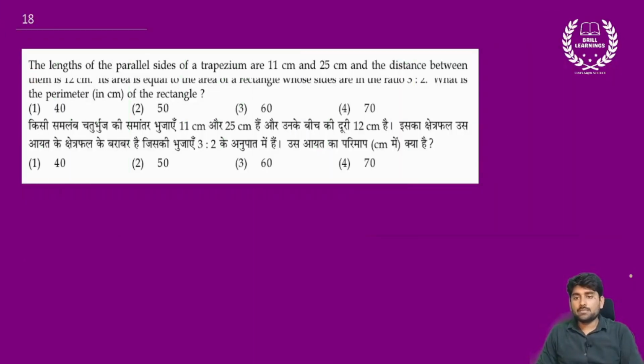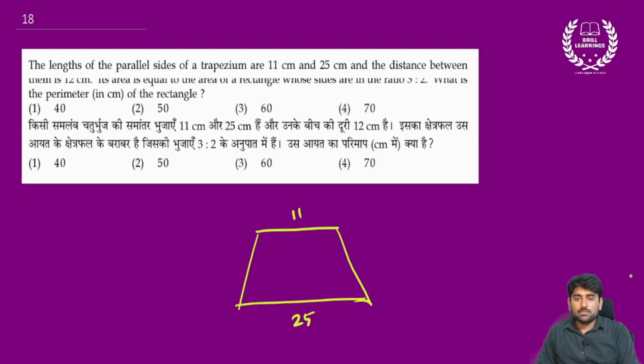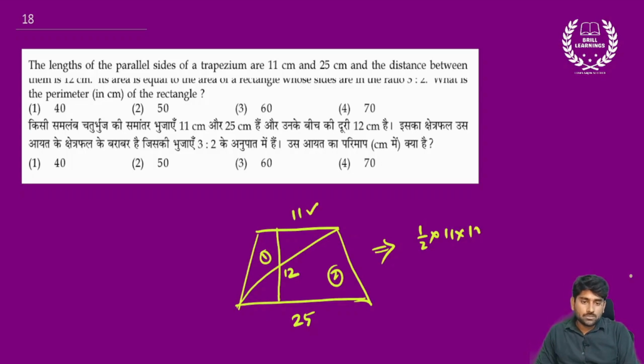The lengths of the parallel sides of a trapezium are given: this is 25 and this is 11. The distance between these two lengths is 12. Now split it like this: first triangle, second triangle. Find the area of this trapezium. Half into, what is the base for the first triangle? That is 11. Height is 12. Plus the second triangle, half into base is 25 and height is 12.